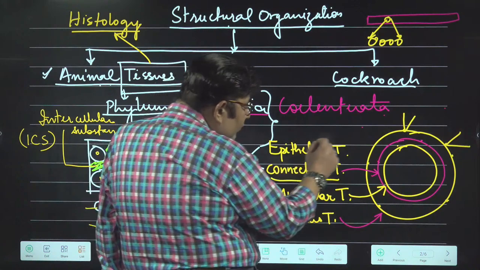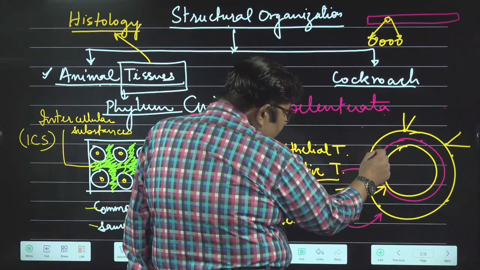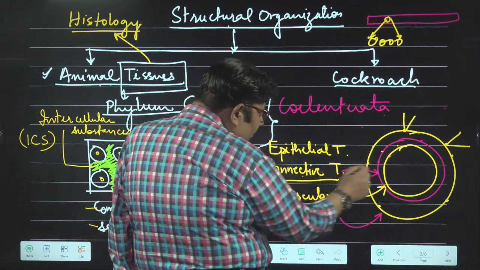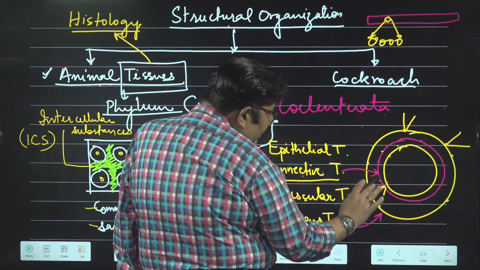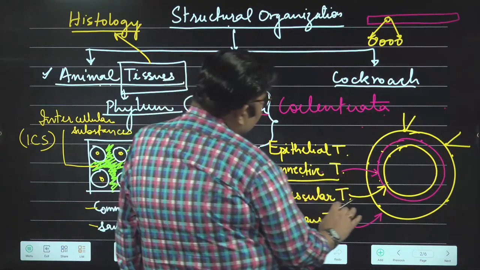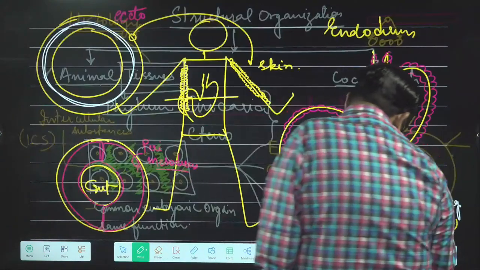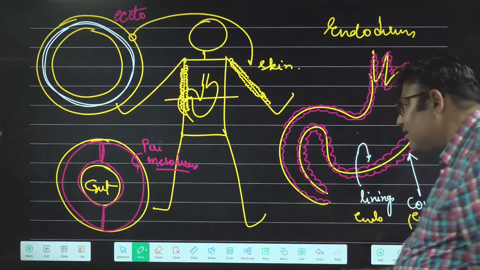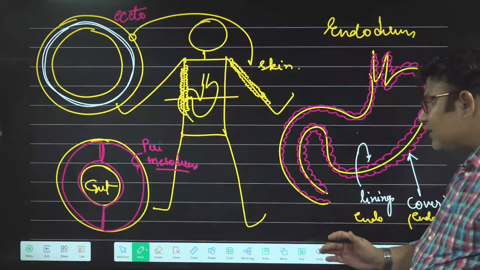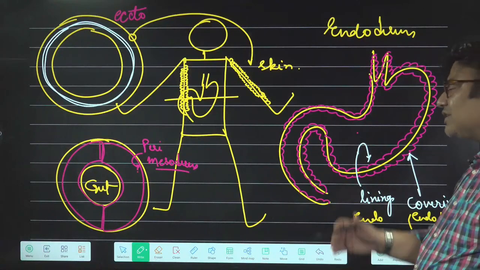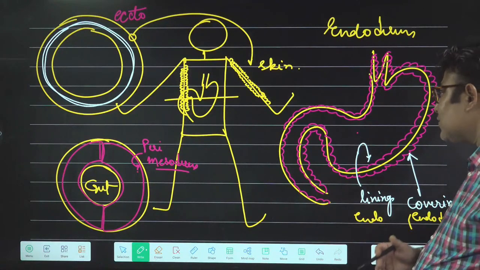Epithelial tissue, therefore, originates from ectoderm, mesoderm, endoderm. Connective tissue is from the mesoderm, muscular from the mesoderm, and nervous tissue from the ectoderm. Please remember about the nervous tissue, because here sometimes we get nervous and we write different answers. But no doubt it is the ectoderm which is giving rise to the nervous tissue also.